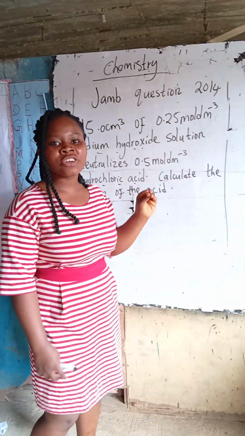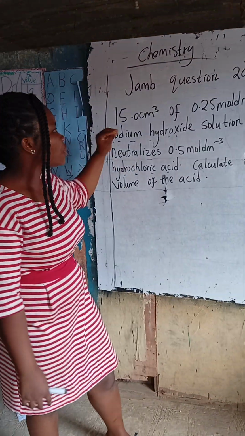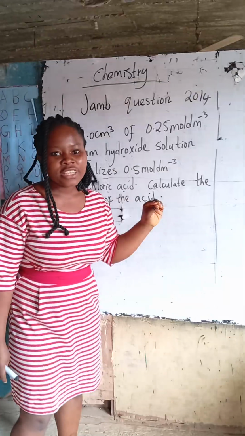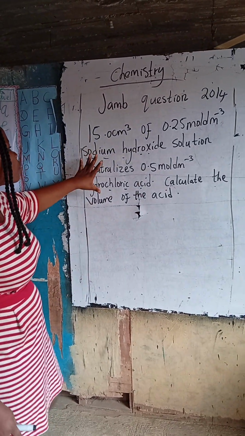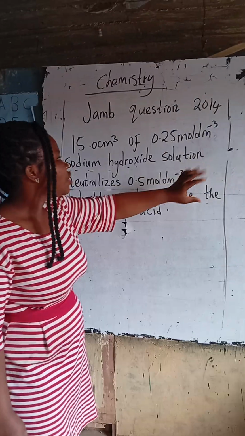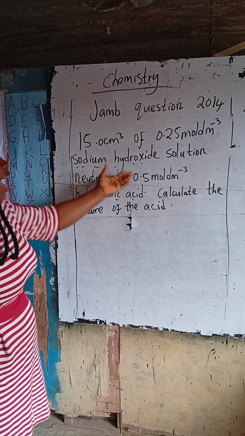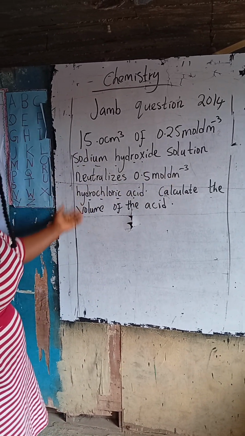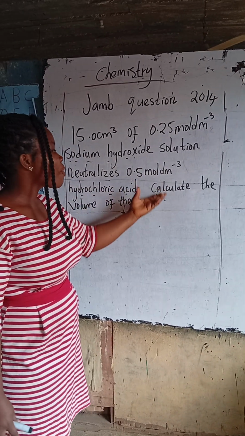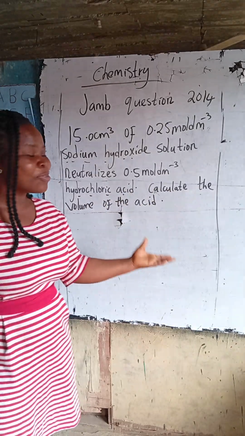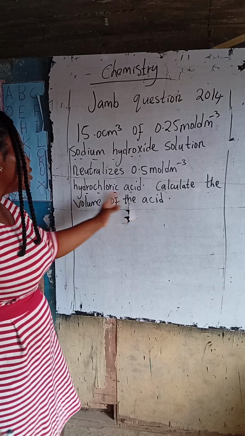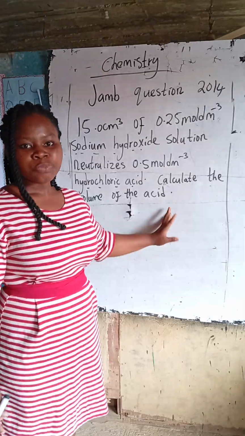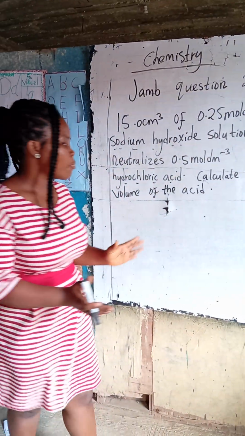And under chemistry, we are going to be looking at a very interesting question in JAMB 2014. A question that is very interesting, which says that 15 cm³ of a 0.25 mol/dm³ sodium hydroxide solution neutralizes 0.5 mol/dm³ of hydrochloric acid. Now we are asked to calculate the volume of the acid. From the question, we are asked to calculate the volume of the acid.